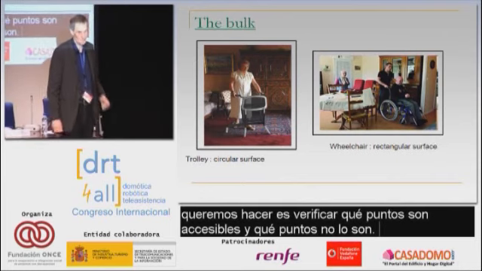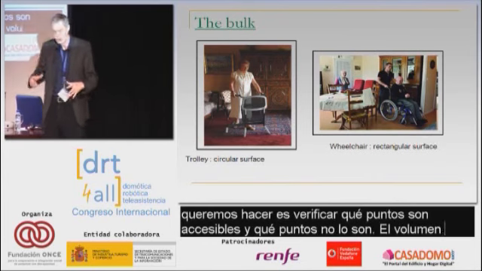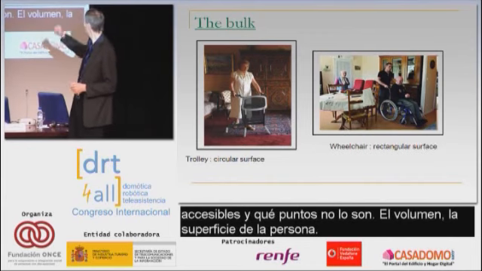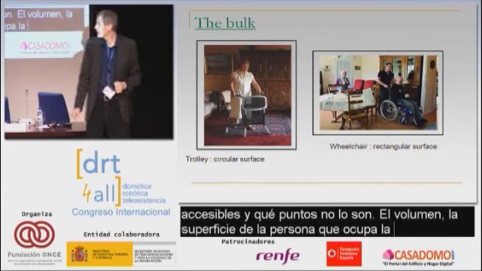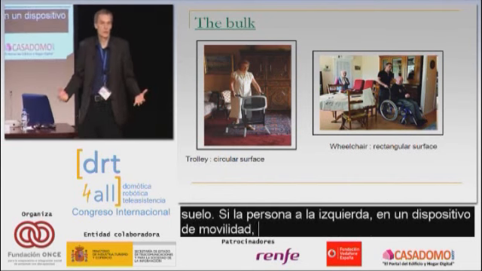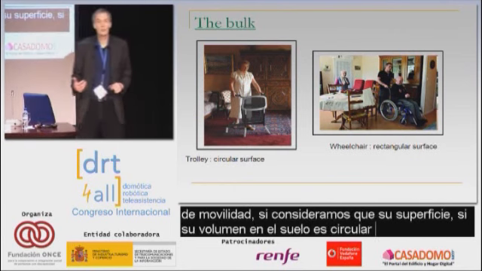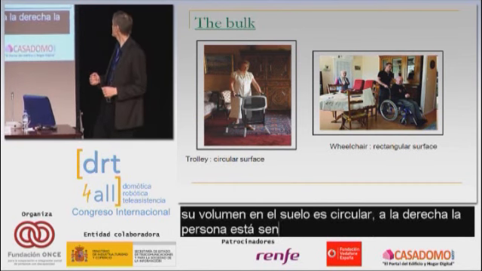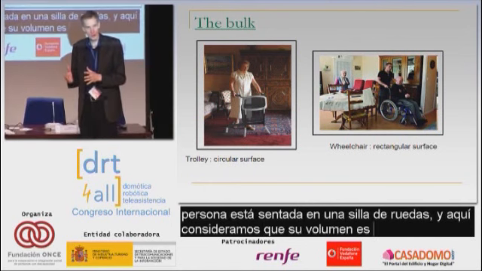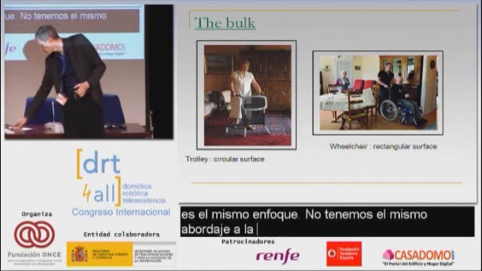And the bulk is the surface the person uses on the floor. If the person on the left here has a trolley, then we can consider that the bulk, the surface on the floor, is circular. On the right, the person sits in a wheelchair, and here we consider that the bulk is rectangular. It's not the same approach to solve the problem if the surface is rectangular or circular.